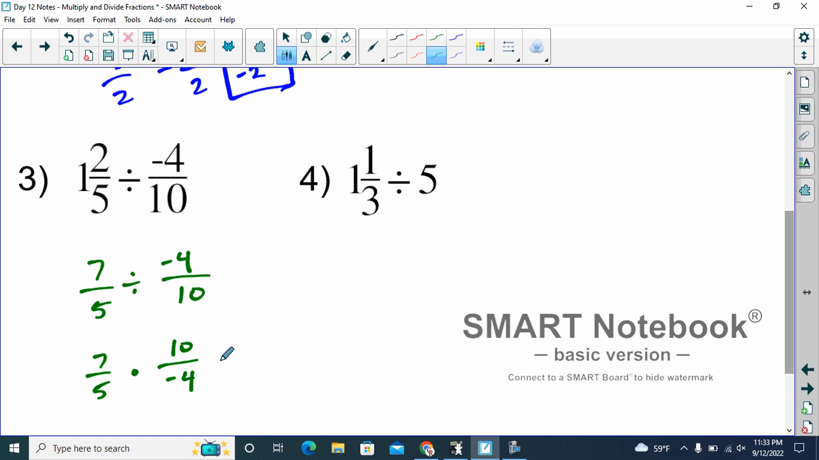7 times 10 is 70. 5 times negative 4 is negative 20. And we can divide the top and the bottom. We could divide them by 2 or 5, or because they both end in 0, we could divide them both by 10. We always want to do the biggest one we can think of. 70 divided by 10 is 7. Negative 20 divided by 10 is negative 2.